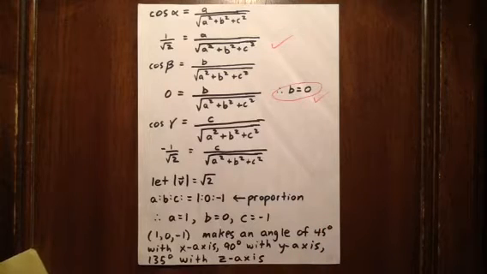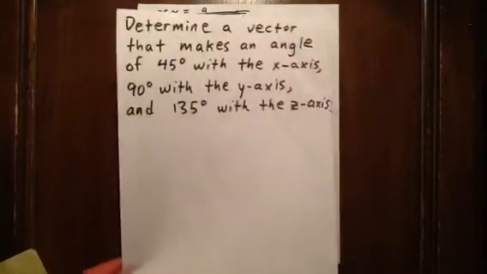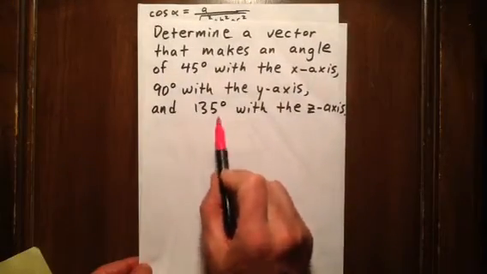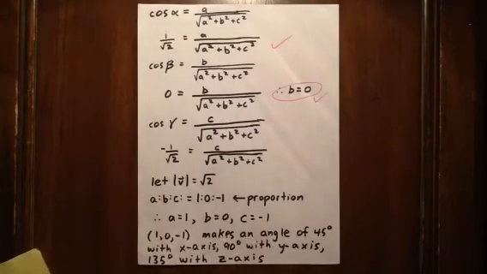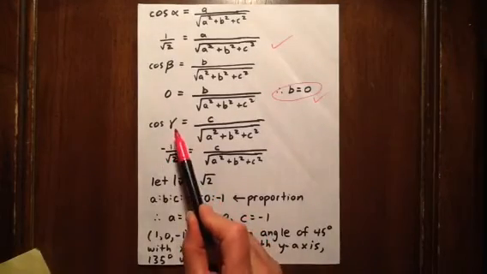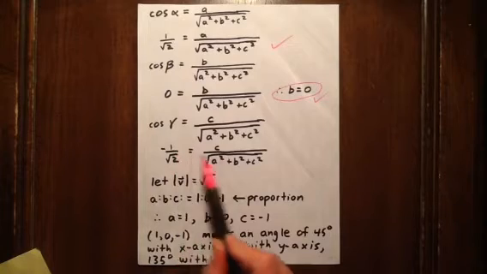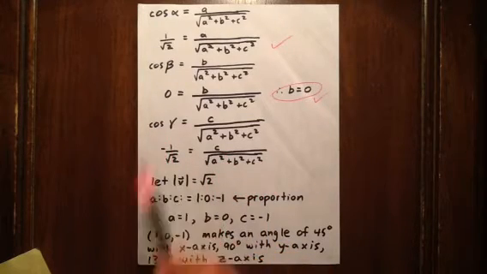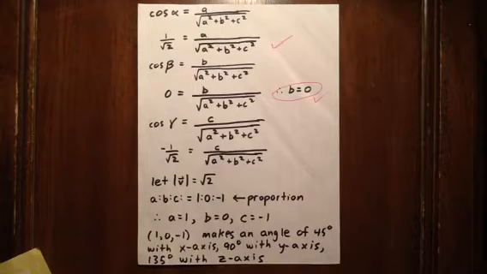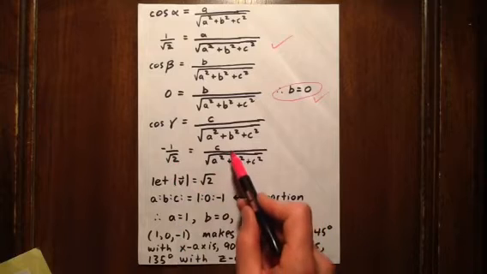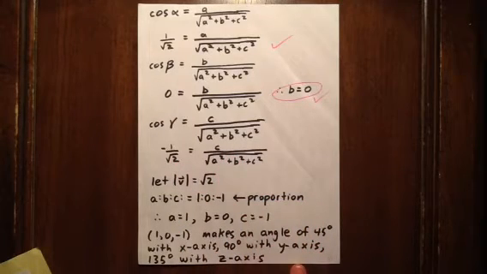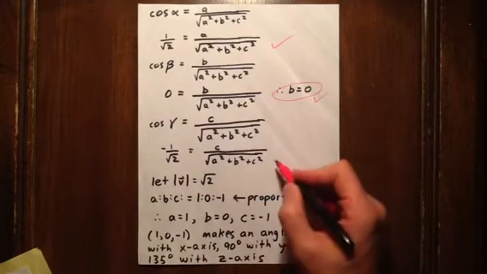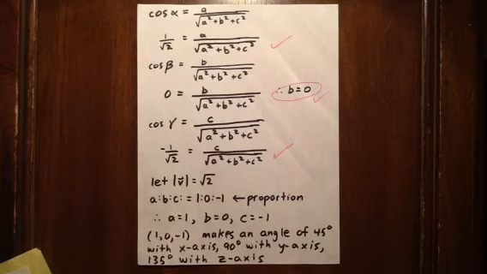Finally, the cosine of gamma is going to be c over the square root of a squared plus b squared plus c squared, where gamma is the angle made with the positive z-axis. Well, that angle is 135 degrees. So that means that the cosine of 135 degrees is equal to c over this quantity. Well, we know that the cosine of 135 degrees is negative 1 over root 2. So we can say that negative 1 over root 2 equals c over the square root of a squared plus b squared plus c squared. And this is very important right there.